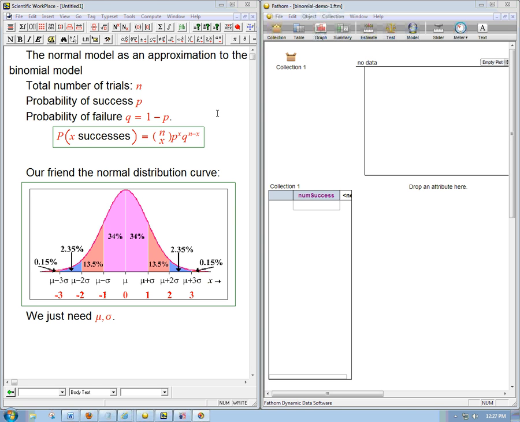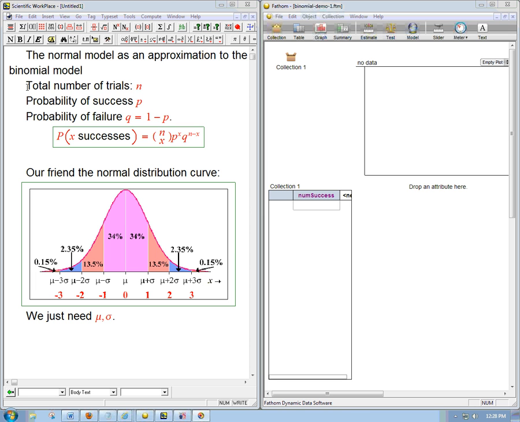Let's look at how the binomial model relates to the normal model with a few quick demos. Here's the setup. We've got a binomial model situation, something that's modeled accurately by a binomial model. For example, we're going to discover that sampling from a population is modeled exactly by that, or at least as exactly as we can expect.